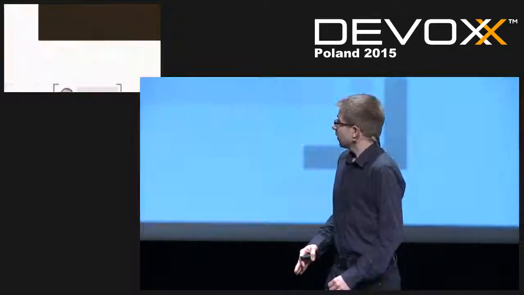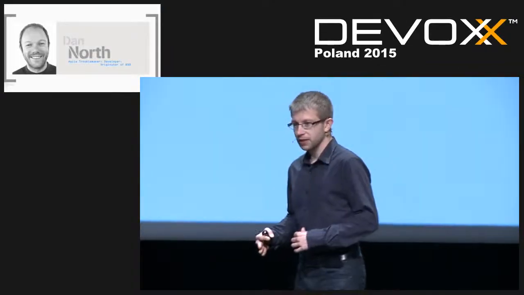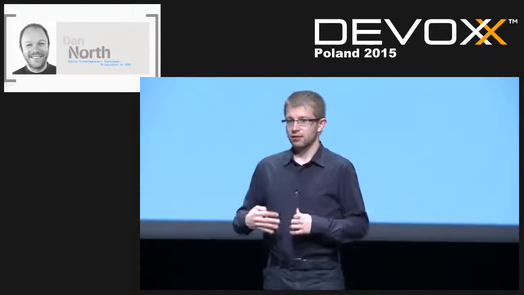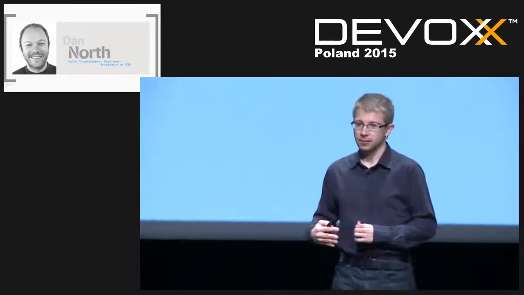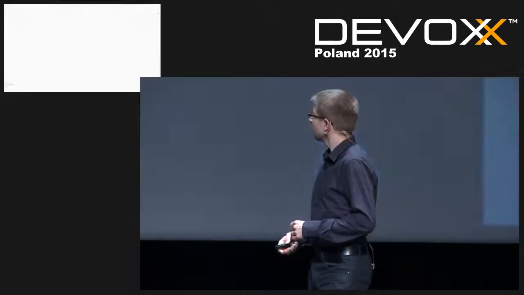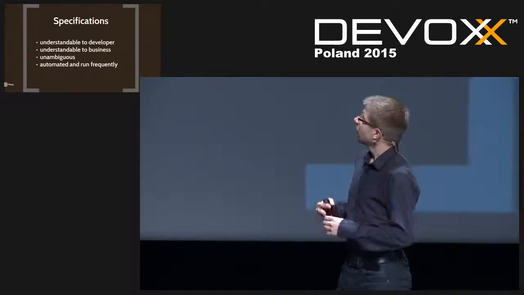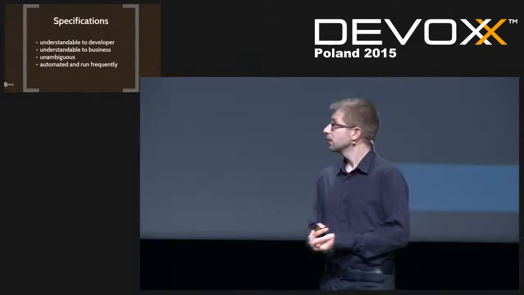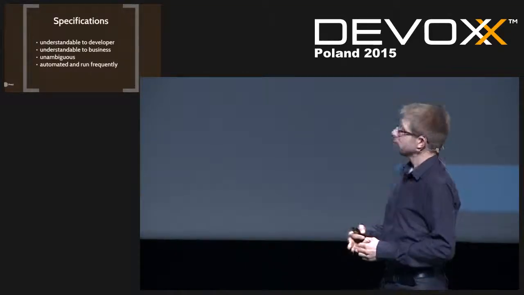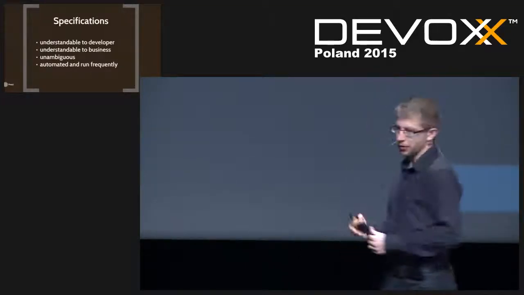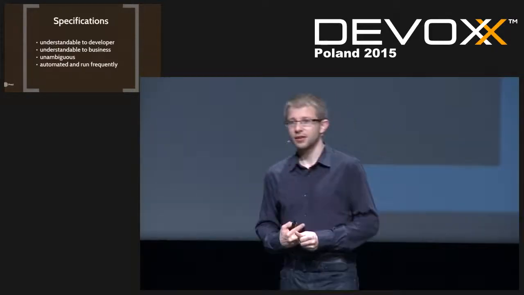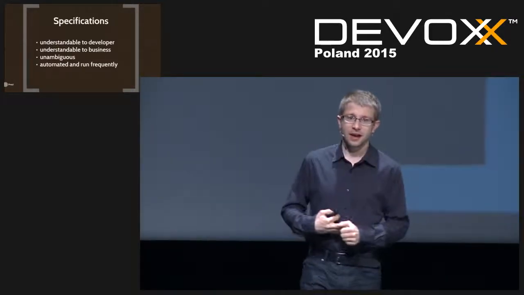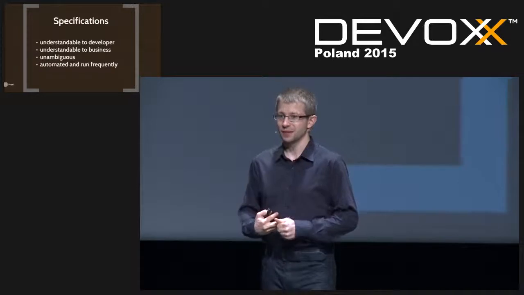So we have Dan North, and he even created a new language for our acceptance testing. It's called Gherkin. And what Dan North was saying is that specifications should be understandable to developers, which is quite easy. We are smart guys, really smart guys, and we usually understand what the business is talking about.